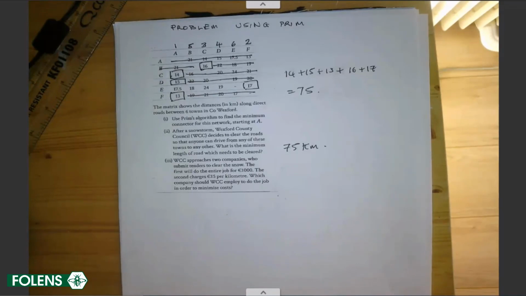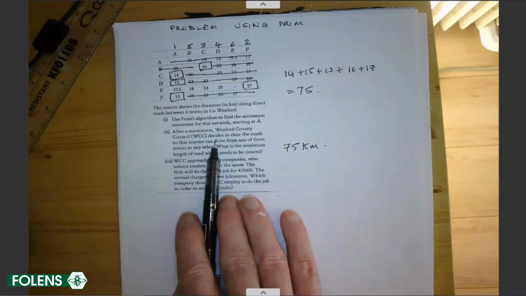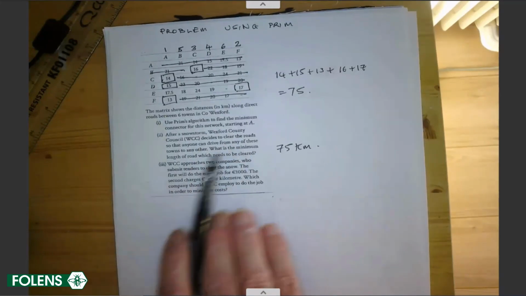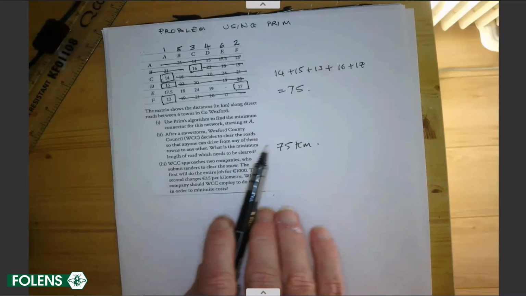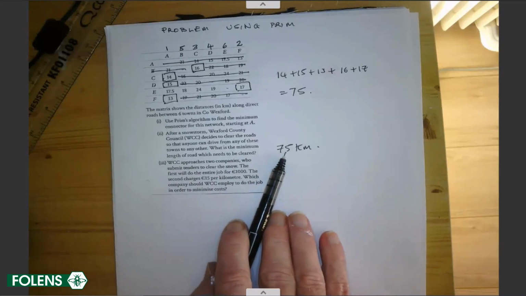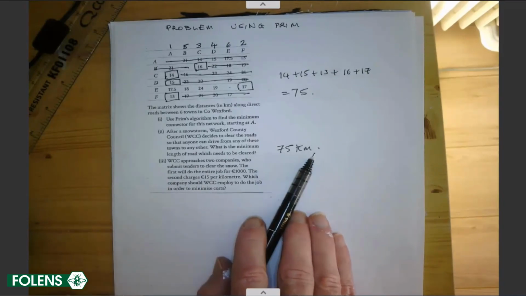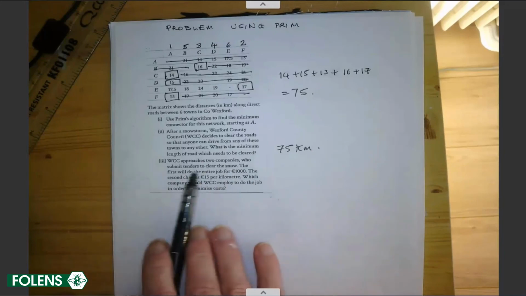And the next question asks, after a snowstorm, Wexford County Council decides to clear the road so that anyone can drive from any of these towns to the other. What's the minimum length needed? Well, the minimum length will be the minimum spanning tree, because that allows you to travel from any of these to any of these, as we saw earlier. And so that will be 75 kilometres.